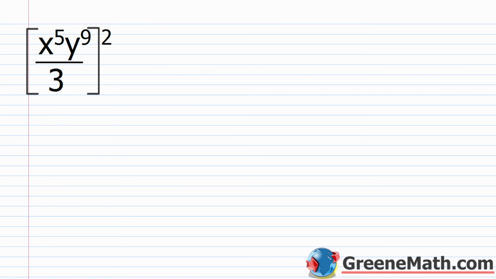All right, for the next one, I have x to the 5th power, y to the 9th, over 3. And then this is inside of brackets, and it's squared. So I'm just going to raise each to the second power. So x to the 5th, raised to the second power, y to the 9th, raised to the second power, over 3, raised to the second power.